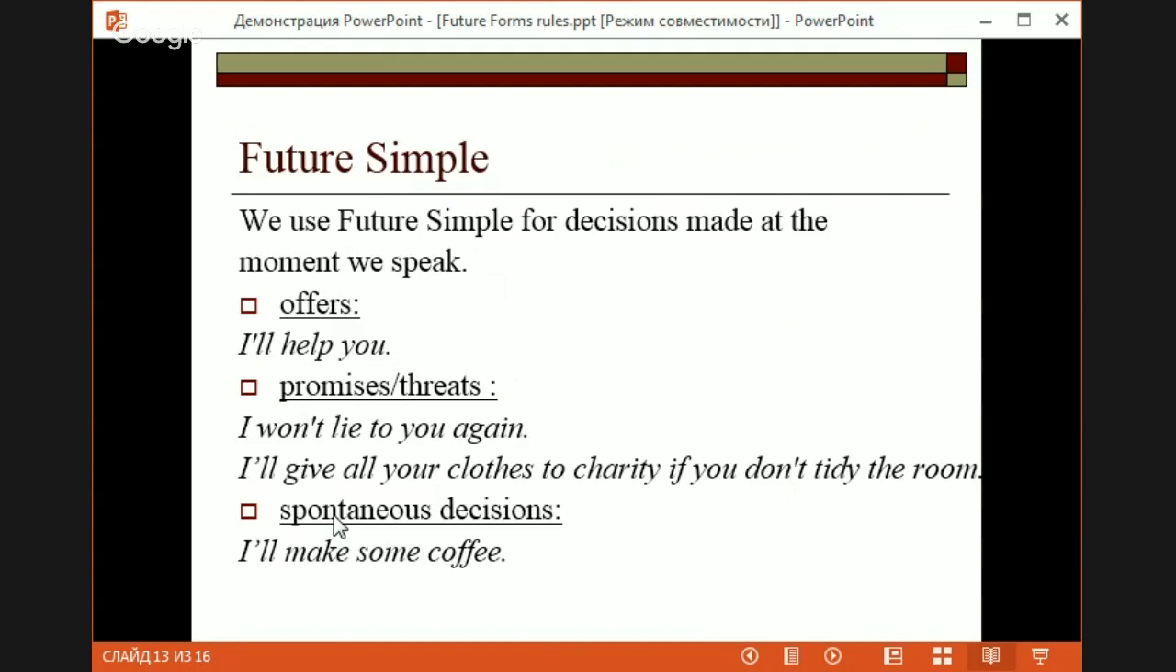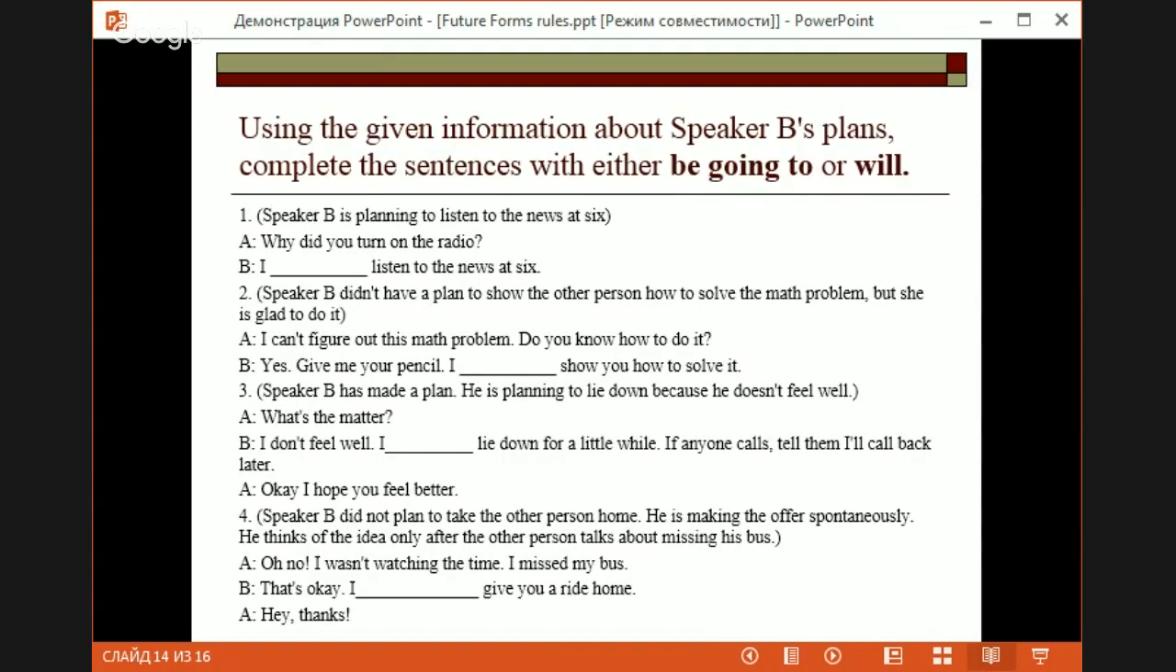I hope you understood what I told you. Let's move on. We have here the first one, quite a simple exercise. In it, you need to use either the construction to be going to for plans, intentions, and ambitions, or will as future simple. These are our promises, threats, offers, and spontaneous decisions. I'll give you a minute to think what to use. After that, we will check.